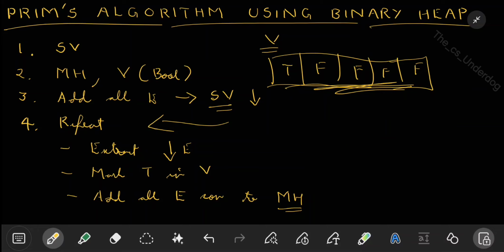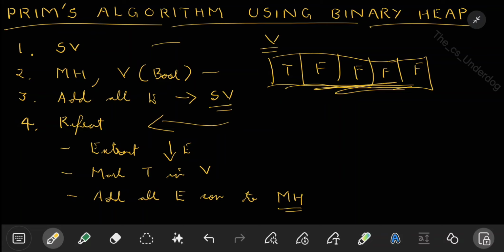Let us see what the time and space complexities are in this case. Let us see time complexity first. In the time complexity analysis, this starting vertex step doesn't take much time. These are not time-taking operations. You are simply initializing a heap and then you are having a Boolean array.